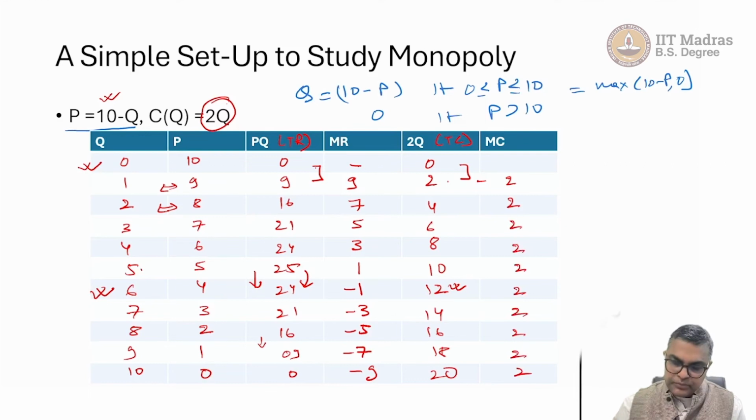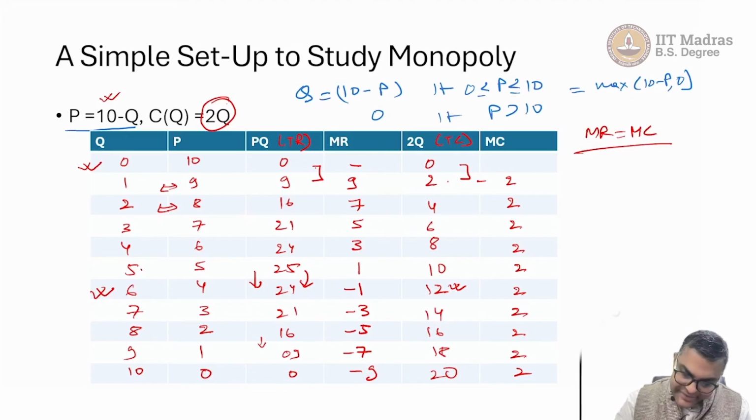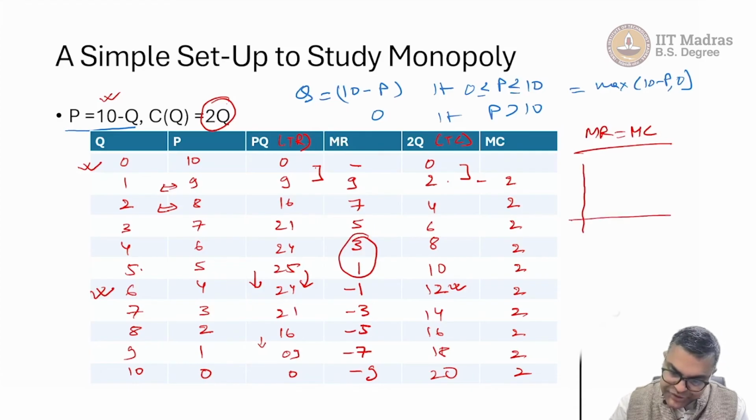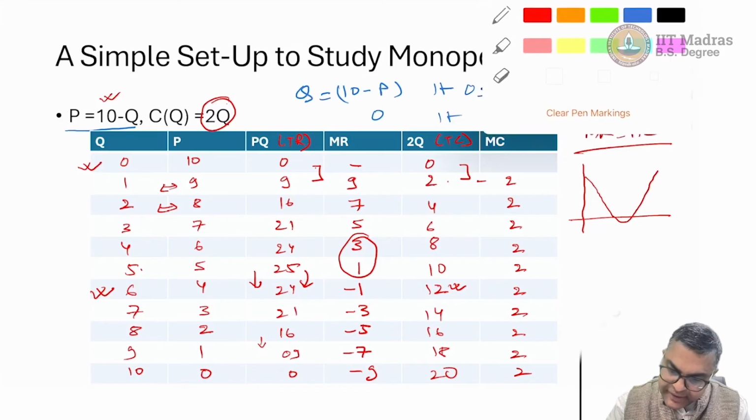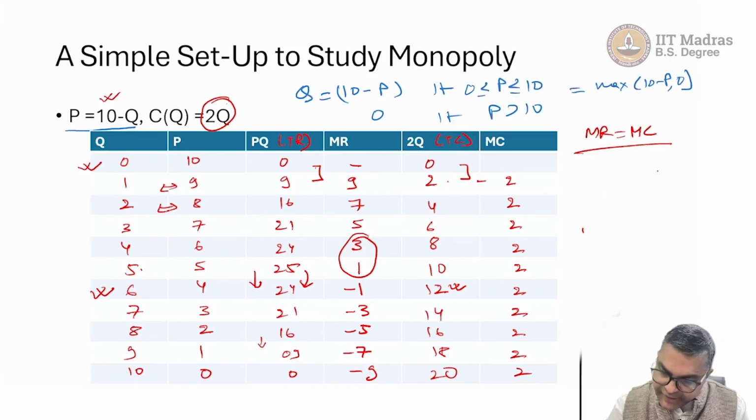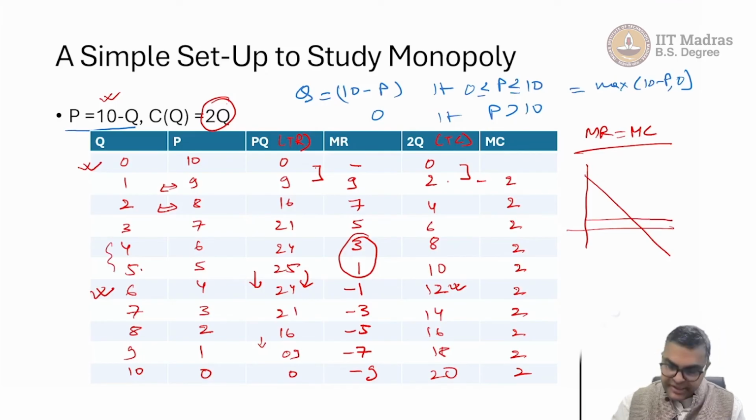Everywhere it is equal to 2. So where do we get MR equal to MC? If we look at the table, nowhere, but approximately it is happening somewhere here, because we can see how MR is changing. MR keeps on falling linearly, it's falling everywhere. MR is decreasing like this. So where it is equal to 2, somewhere in this vicinity it is equal to 2.